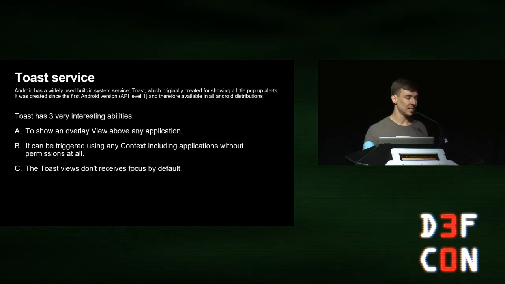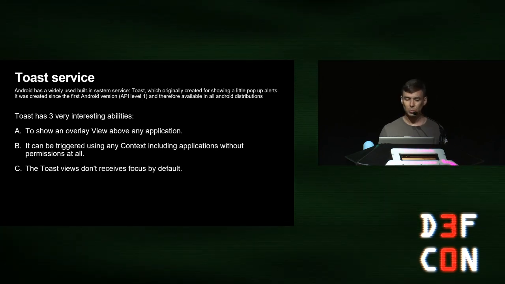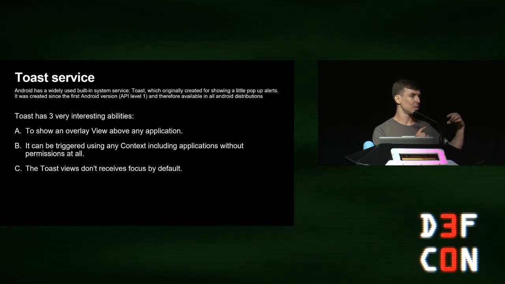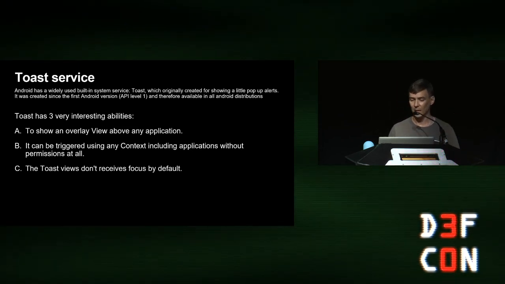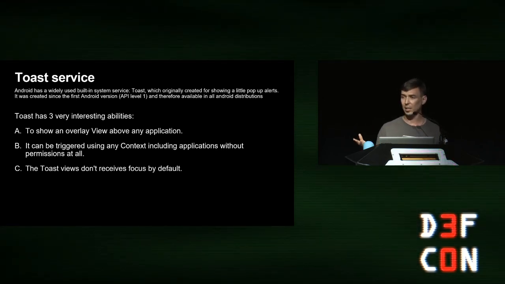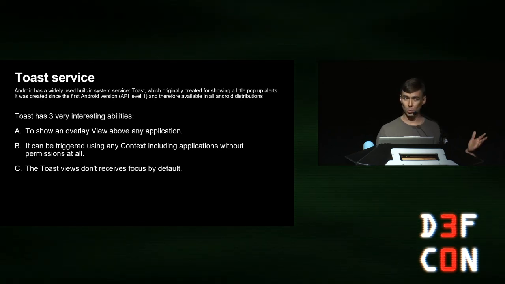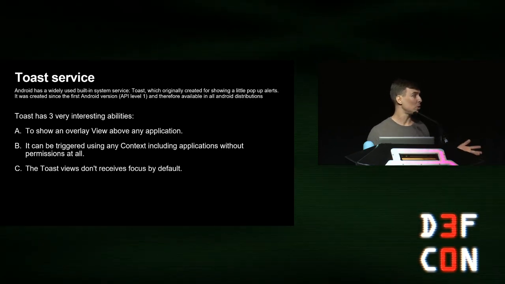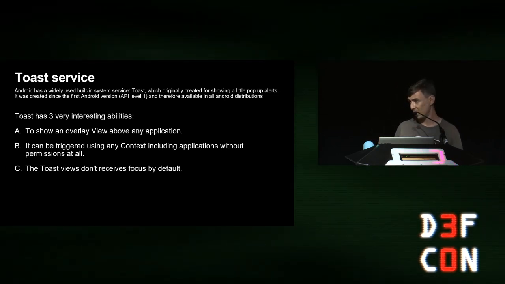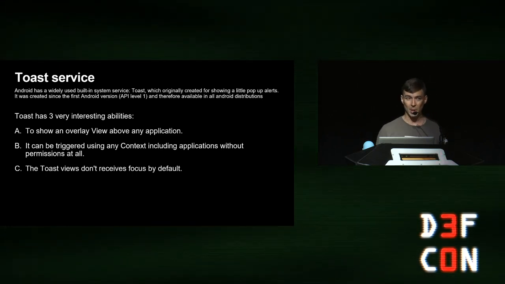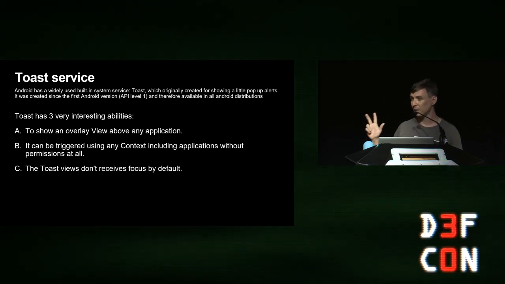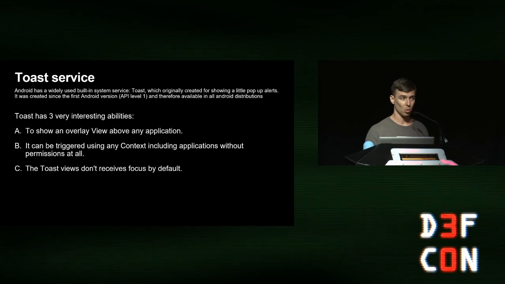Now, Toast is a very interesting service. Originally, it was created to show just small text messages, like small pop-ups showing some small text. And it was created in the first API level. And today, like I said in the beginning of the presentation, there are 32 API levels. It means that this service is available on all API levels in Android. So if you remember that big number, 3 billion active devices, this service works on every one of them.